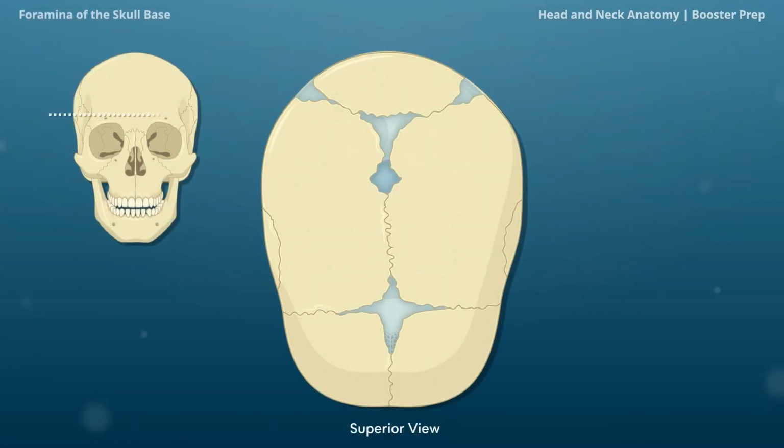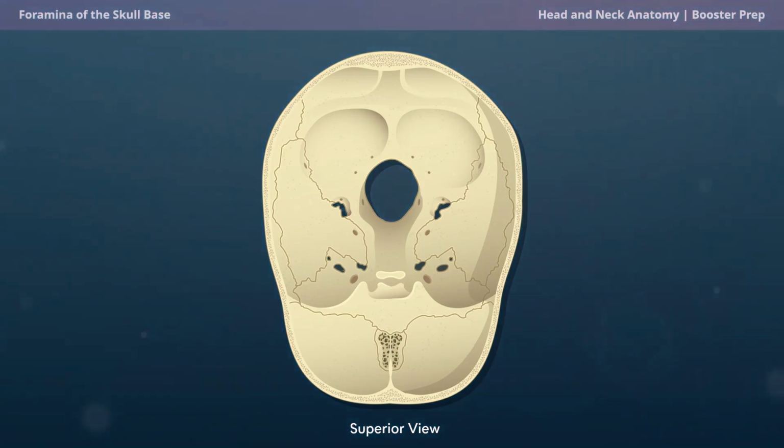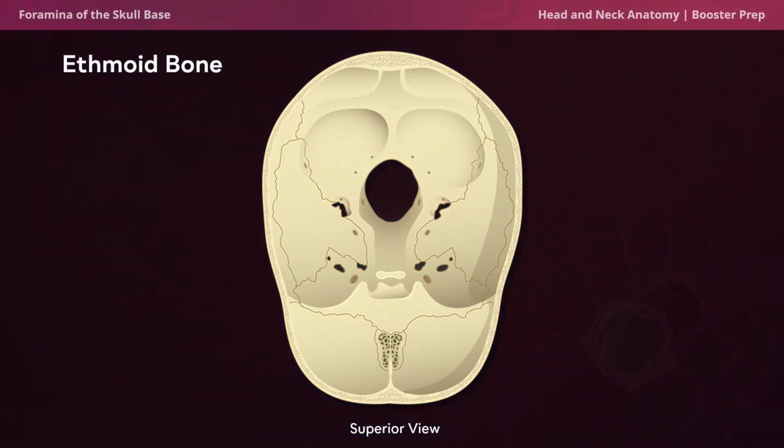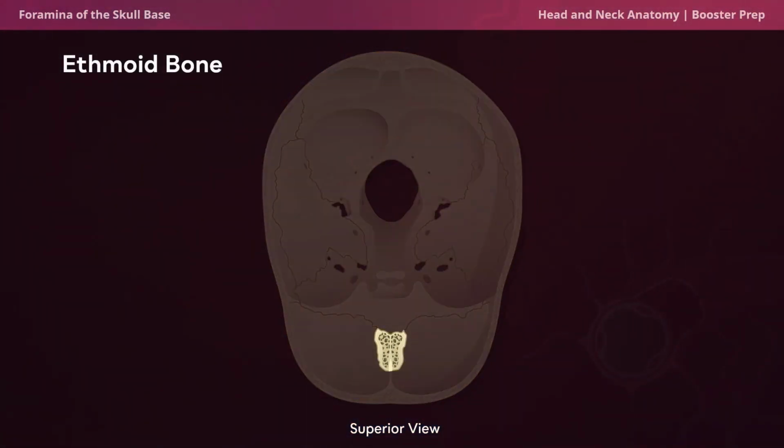So let's switch to a superior view and start off with the ethmoid bone, which is located right here. This lies anteriorly at the base of the skull. The ethmoid bone contains the cribriform plate, which has a bunch of tiny holes to allow the olfactory fibers from cranial nerve 1 to pass into the nasal cavity.